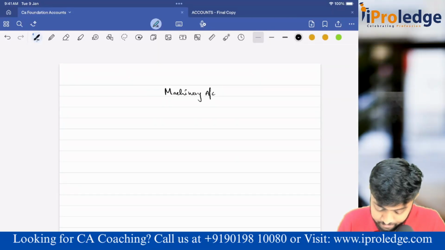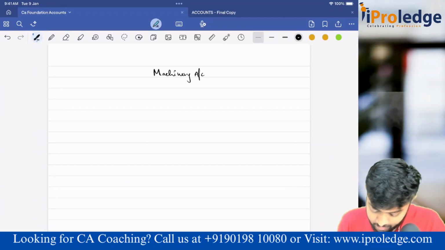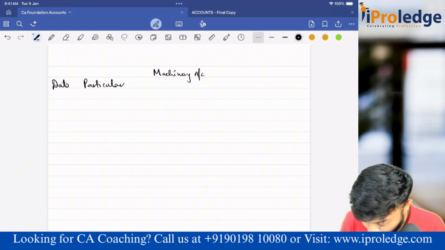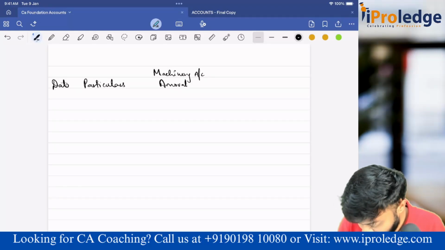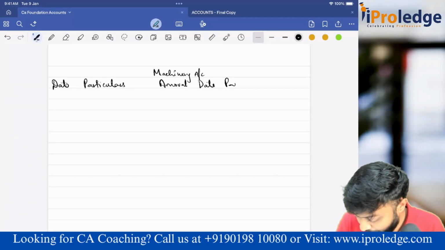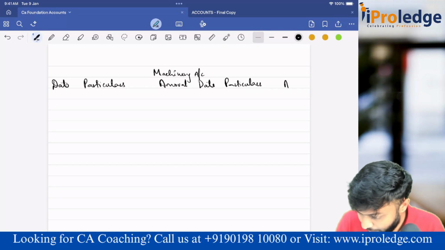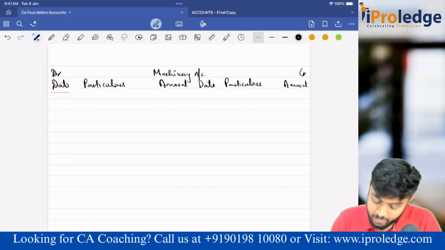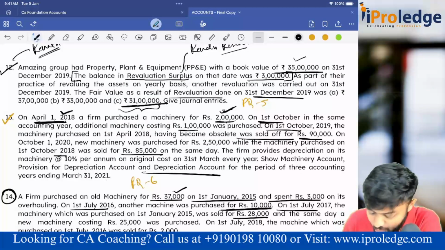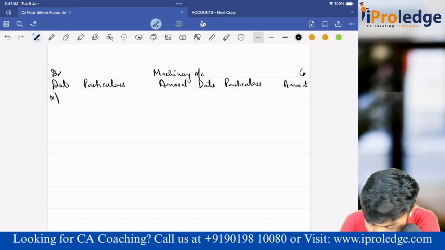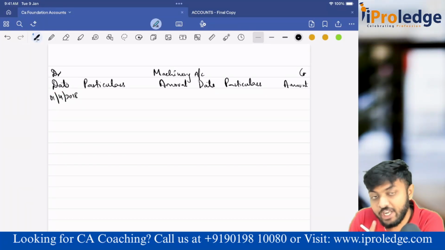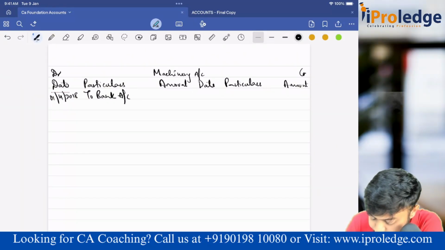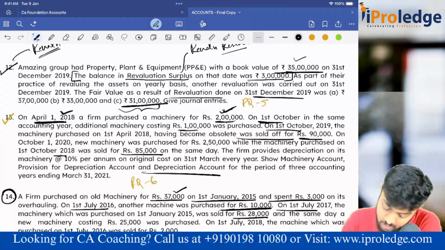So the first one will be date, particulars, amount. Date, particulars, amount. Okay, credit, debit. Now first what did we do? On first April 2018 we purchased machinery worth 2 lakh. First April 2018 entries, machinery account debit to cash or bank account, to bank account 2 lakhs.